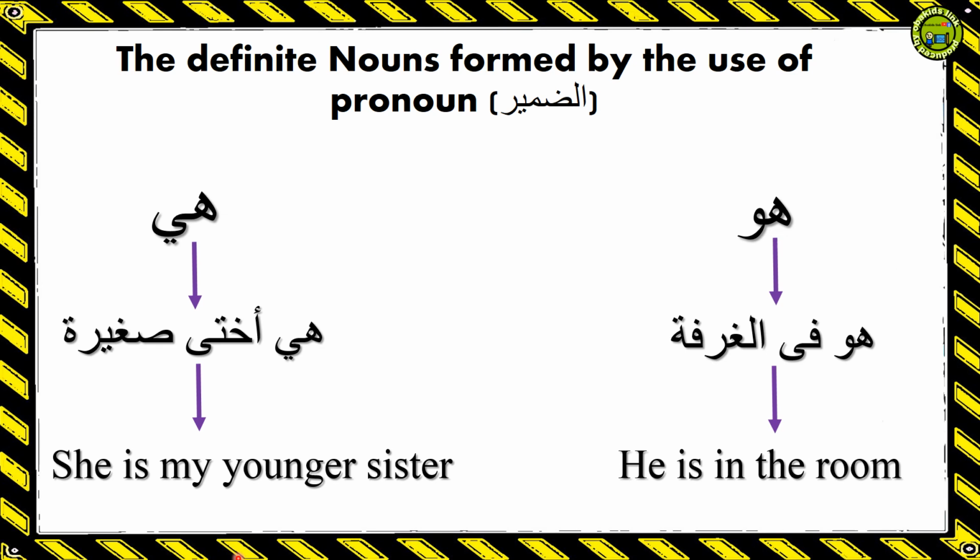Here we have another example. The definite noun formed by the use of pronoun, ad-damir. Huwa, he. Huwa fil ghurfati, he's in the room. Hiya, she. Hiya ukhti as-sagira, she's my younger sister. So the reason why these nouns are definite is because of the addition of huwa and hiya to the sentence.